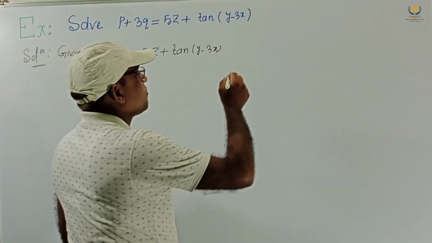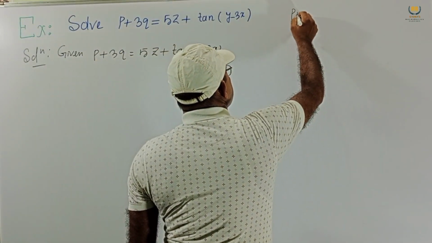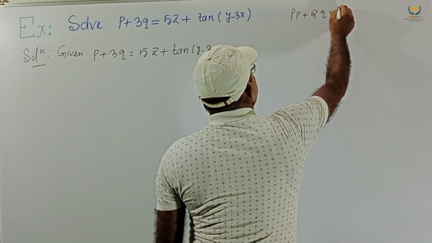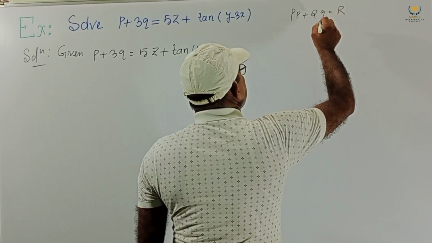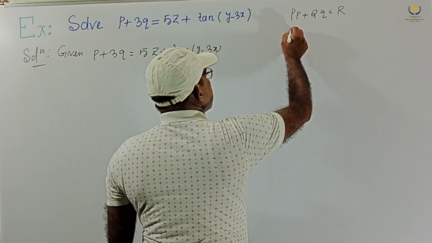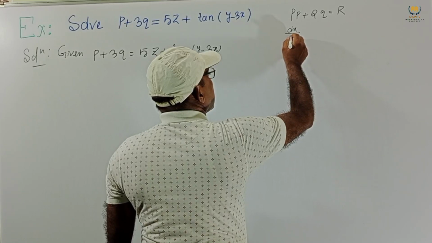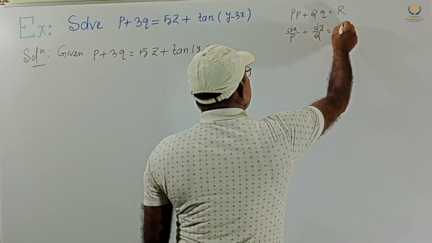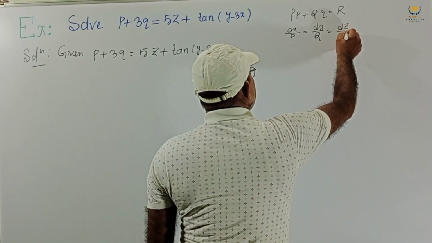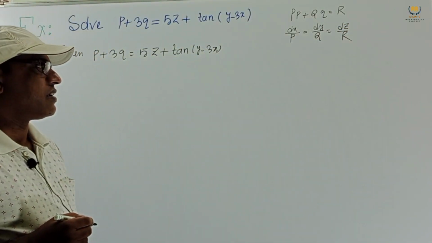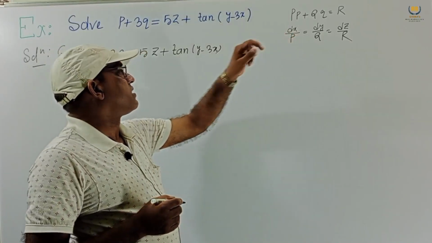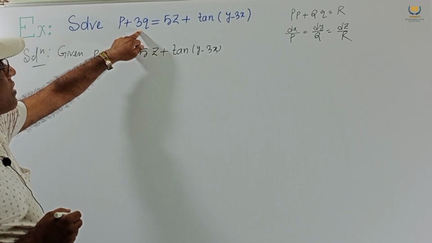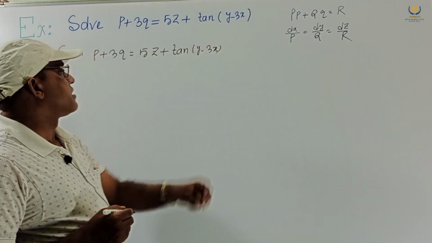So I recall the formula. If capital P small p plus capital Q small q equals capital R, then the auxiliary equations are dx by capital P, dy by capital Q, and dz by capital R. If we get this type of equation, we use these. So here capital P means 1 and capital Q means 3, and this whole expression is R.